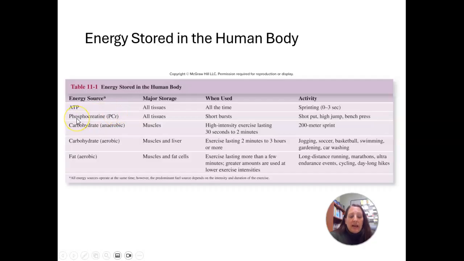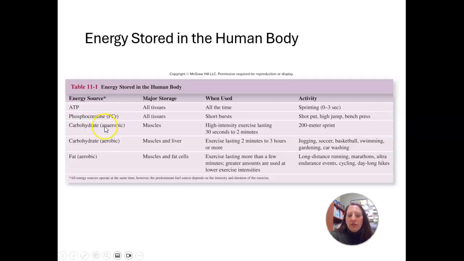And so, again, here's phosphocreatine. This works by just donating the phosphate to ADP to form ATP, so regenerating the ATP molecule. Again, you're going to find this in all of the tissues throughout your body. And when is it used? Short bursts. Okay, so your cells will run out of this as well. So when is it used? Again, short bursts of activity like shot put, high jump, bench pressing.